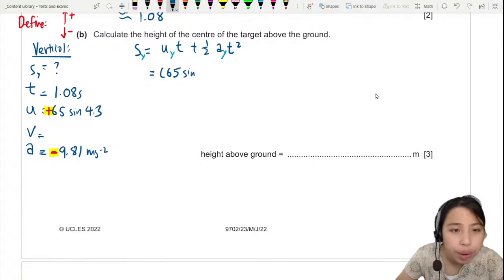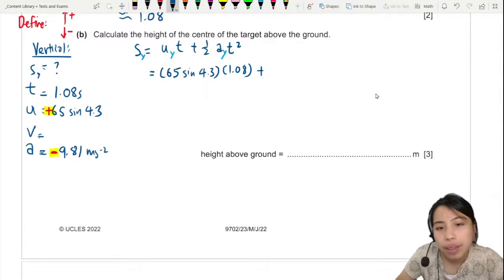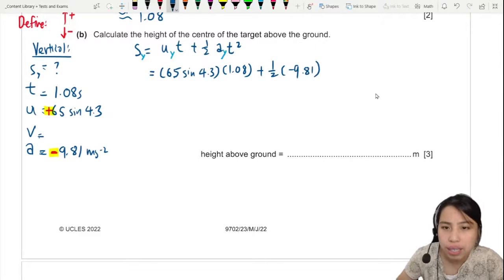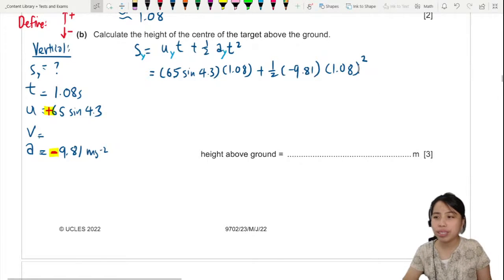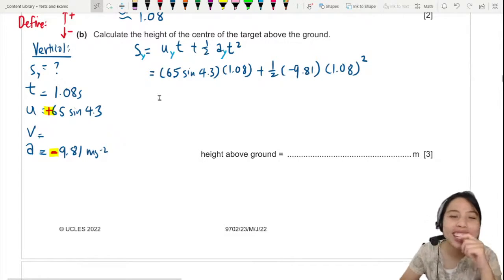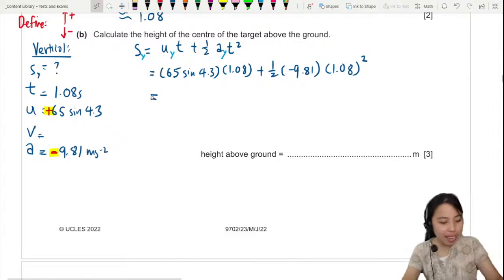65 sine 4.3 times 1.08, plus half negative 9.81 t squared. Please remember the square. I forgot, then I pressed the calculator and got the wrong answer. Okay, so you should get a negative value.